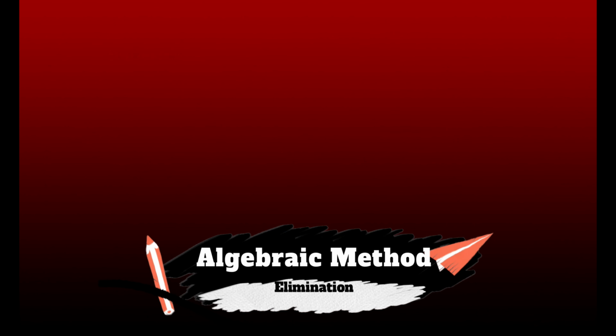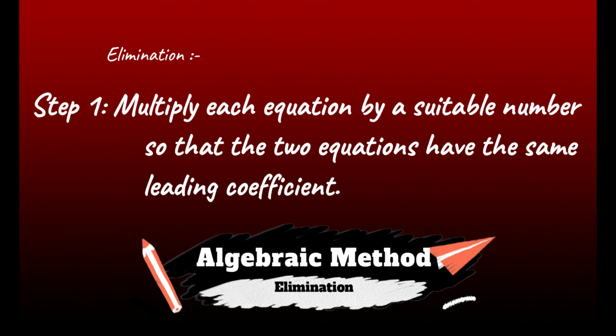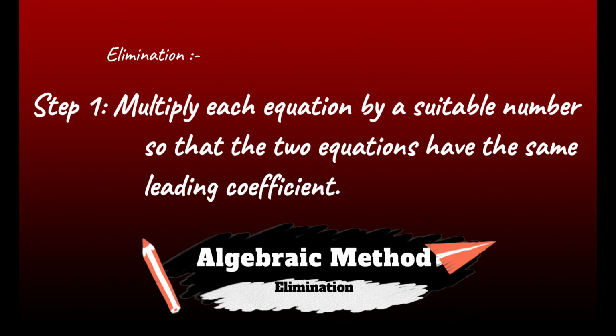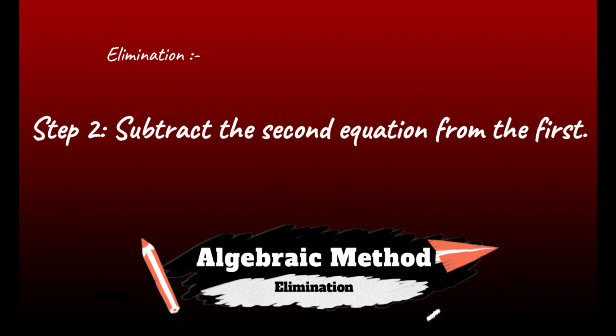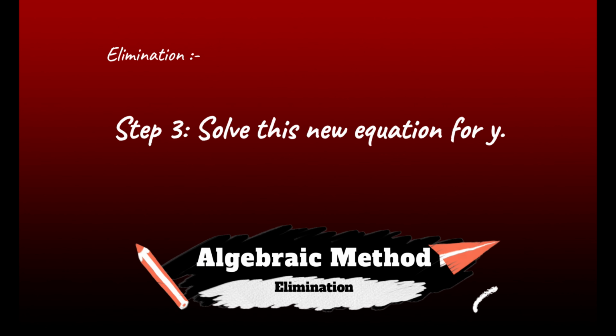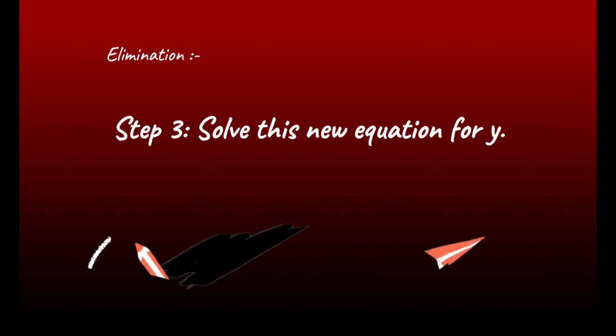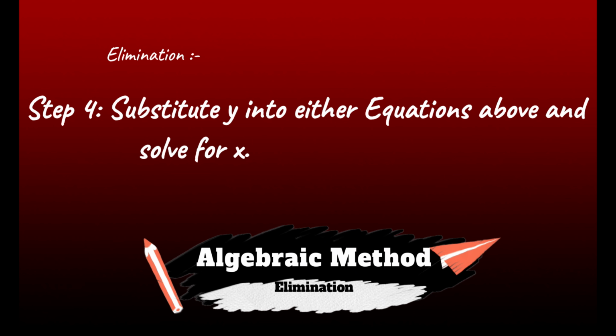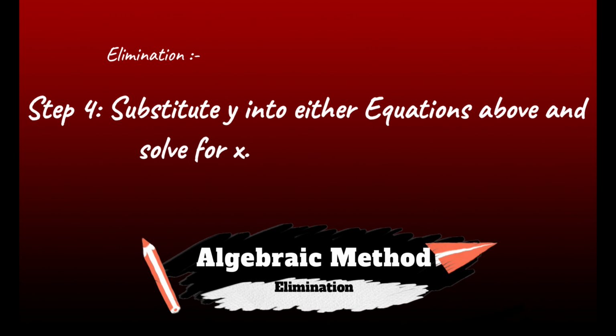Now the second way of finding solutions in algebraic method is the process of elimination. Step 1 in elimination process is multiply each equation by a suitable number so that the two equations have the same leading coefficient. Step 2. Subtract the second equation from the first. Step 3. Solve this new equation for y. Step 4. Substitute y into either equations and find the value of x.